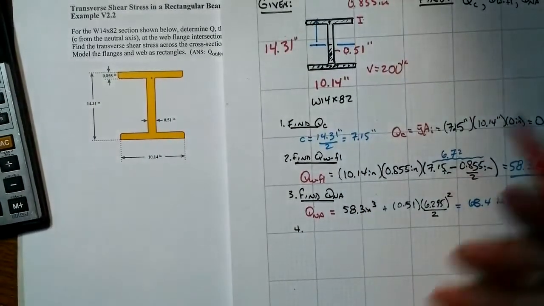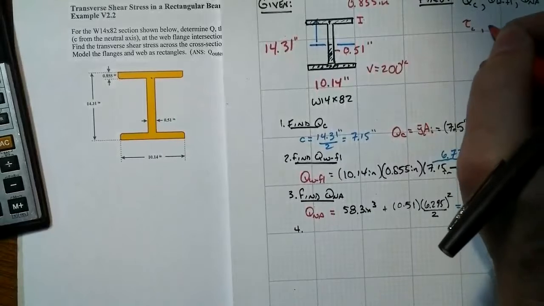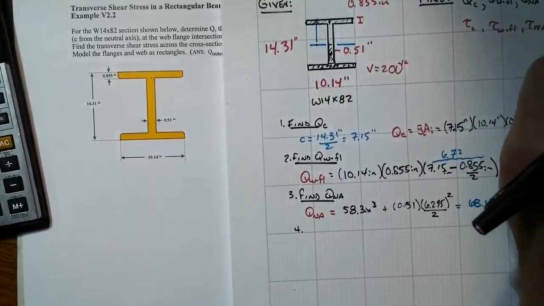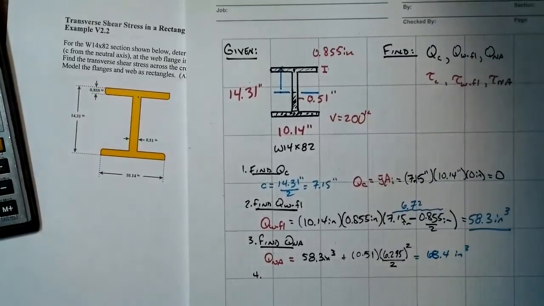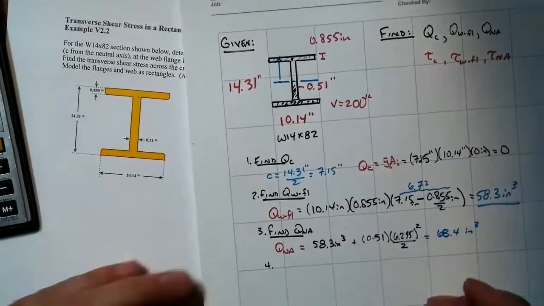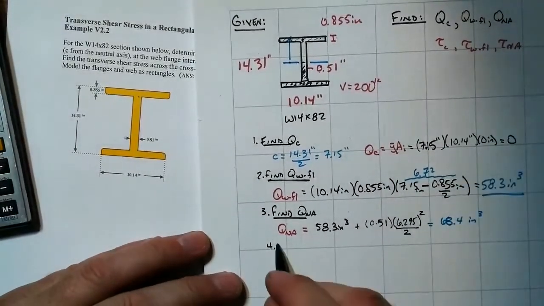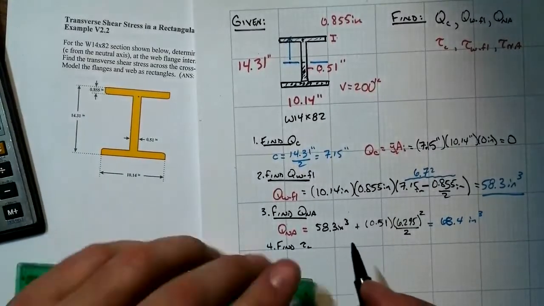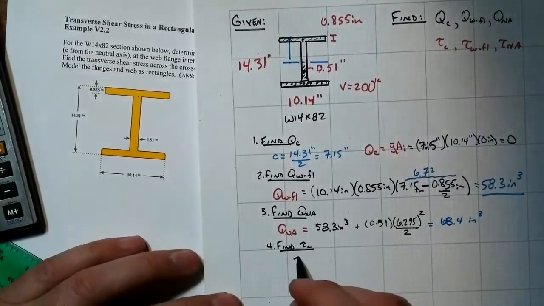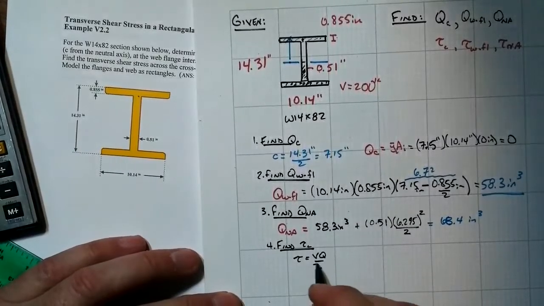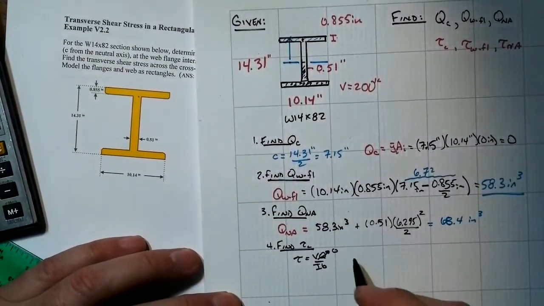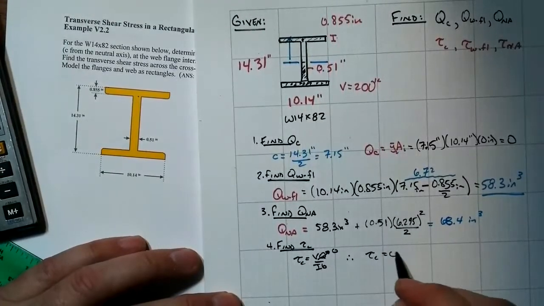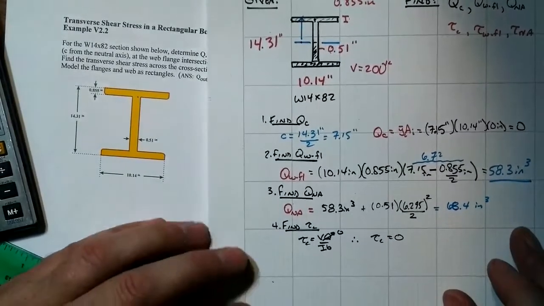And so we're going to also find tau at C, tau at the web-flange intersection, and tau at the neutral axis, which will be the other quantities that we're going to do. So tau at C at the outer fiber, well, it's going to be 0. But why? Well, that's because tau equals VQ over IB, and Q is 0. So therefore, at point C, tau C equals 0. So that was a sort of easy one there.